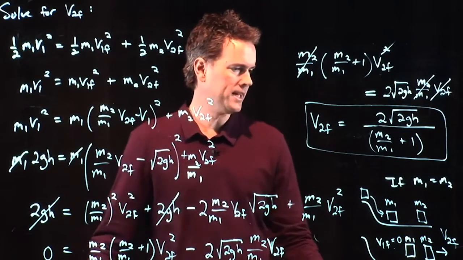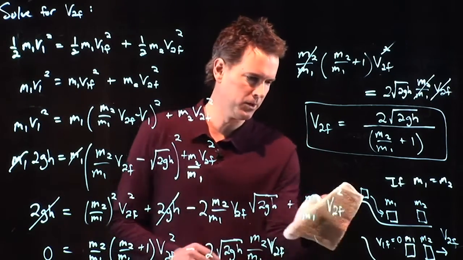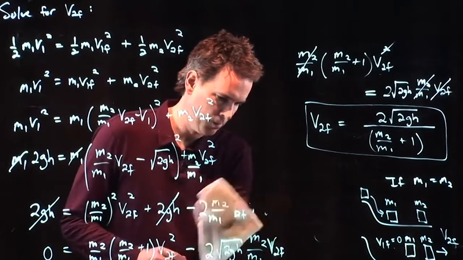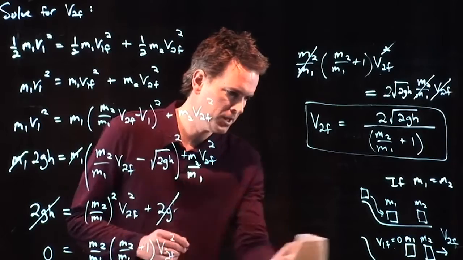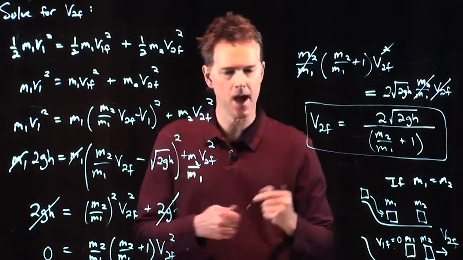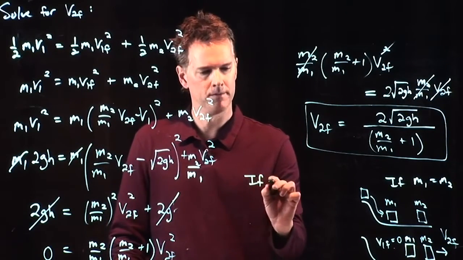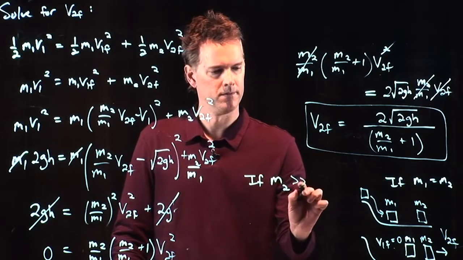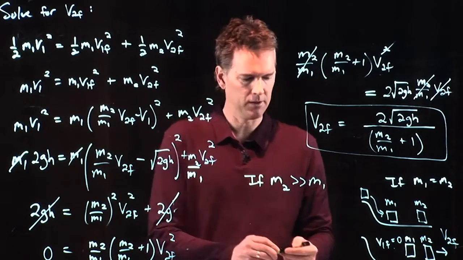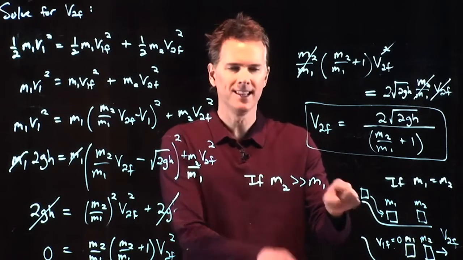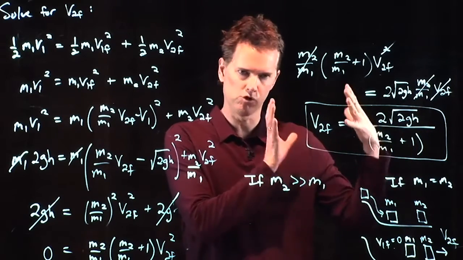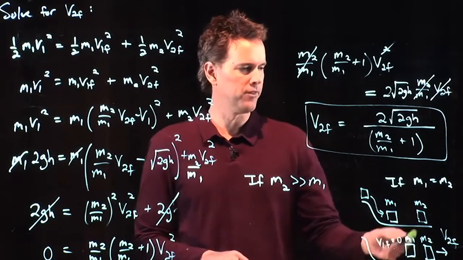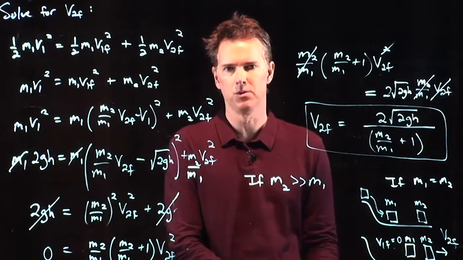Marcelo, let's take a look at a different limit here. Let's say that we're going to do the following. We're going to let M2 be much, much bigger than M1. Okay, and so it's like we've rolled a little tiny block down the hill and we hit this giant truck. What do you think the final speed of that mass M2 is going to be?